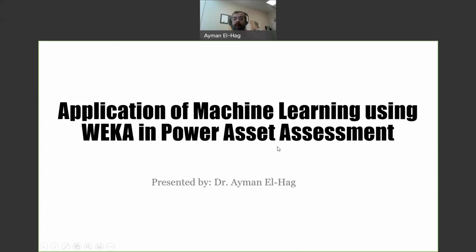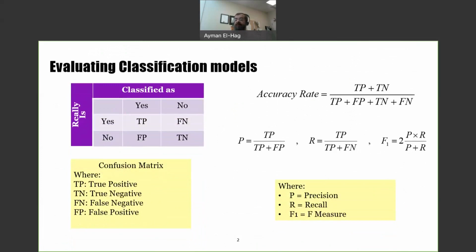So I will start with this slide that we covered before, but I want to go through the confusion matrix because it has four important terminologies that will be used a lot in the calculation of those metrics.